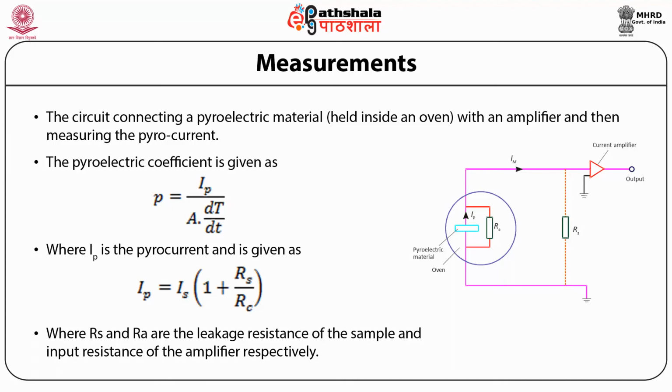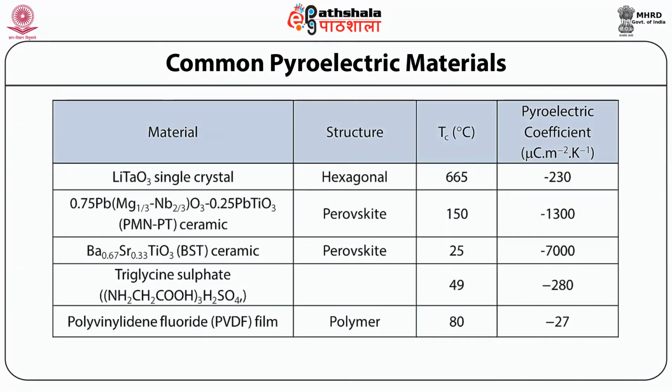of the amplifier respectively. Some of the common pyroelectric materials are tabulated in this table. Some of the materials are lithium tantalate single crystal, PMNPT, where P is lead, M is magnesium, N is niobium, and T is titanium. The others are BST, triglycine sulfate, and PVDF. The structure, Curie temperature, and pyroelectric coefficients are given in this table. You can see that the pyroelectric coefficient for BST is very much higher.